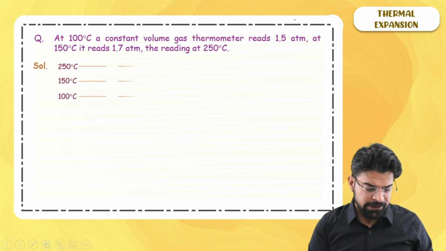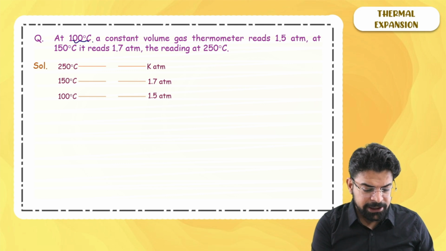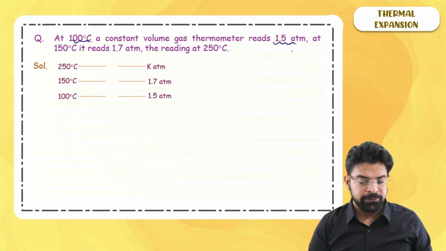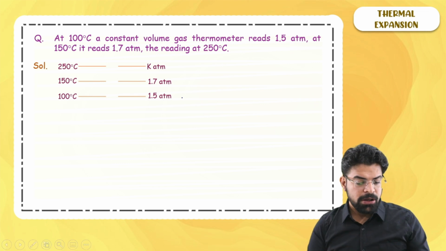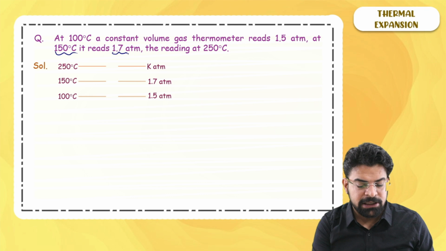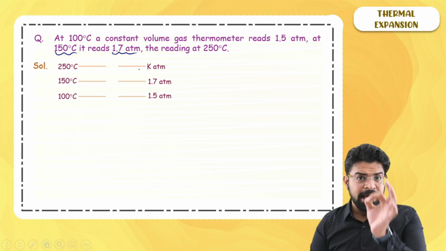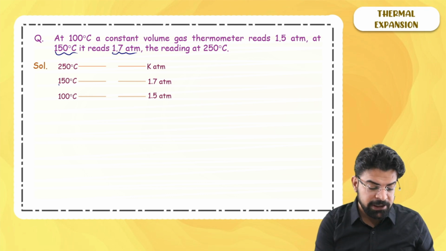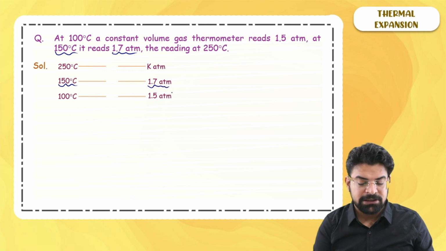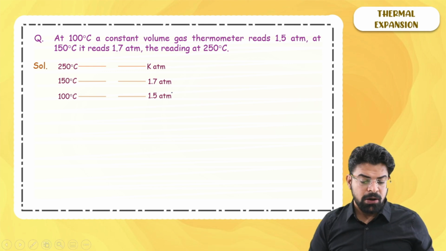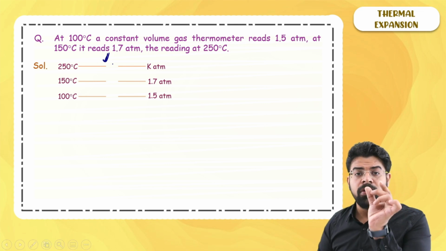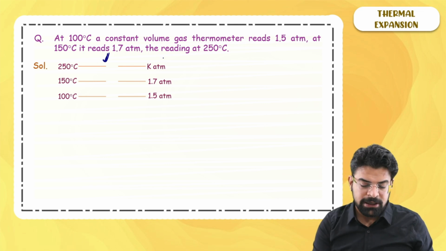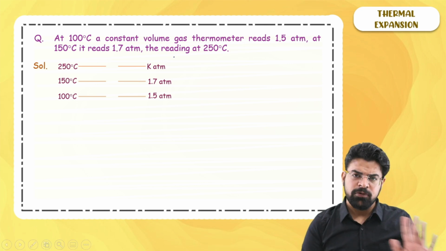So you will say 100 degrees centigrade is the same as 1.5 atm. Take it as the lower fixed point. So 100 degrees centigrade is the same as 1.5. 150 degrees centigrade is the same as 1.7. Take it as the upper fixed point. So 150 degrees centigrade is the same as the 1.7 atm reading. Now you need to find what reading on the constant volume gas thermometer 250 degrees centigrade corresponds to, let's say K atm, and use the same formula.